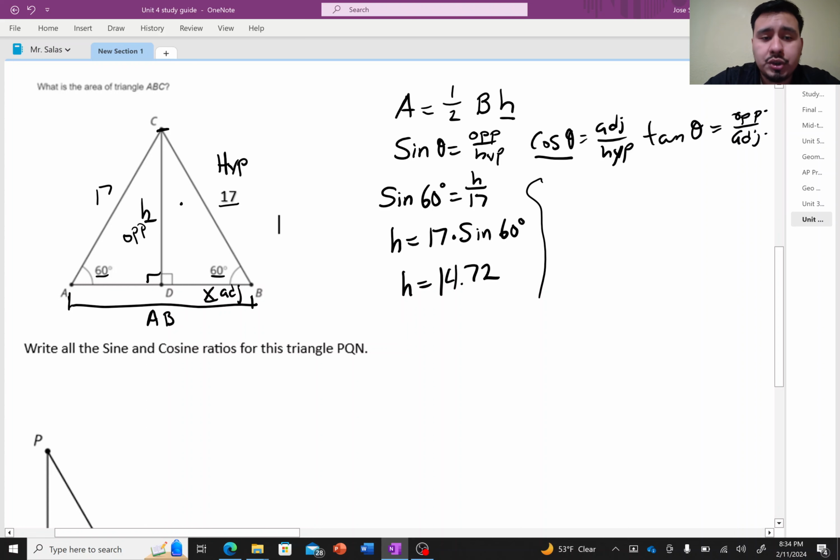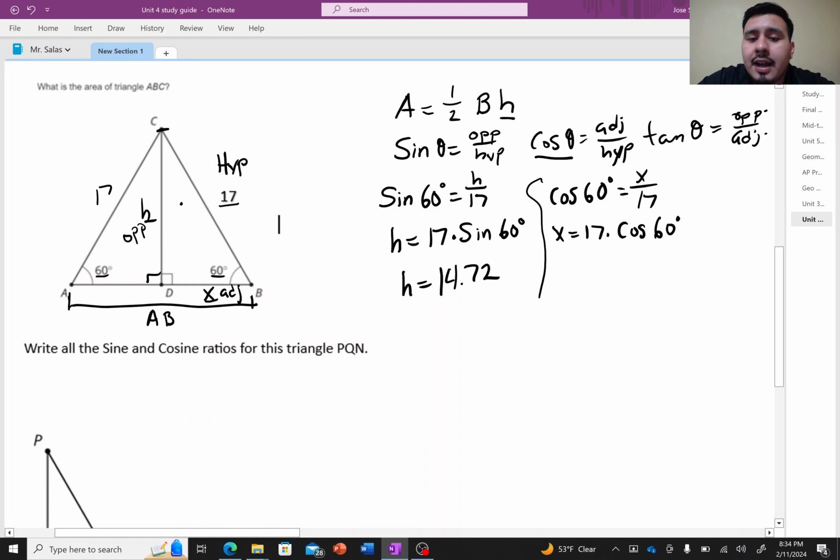So if I'm using cosine, I'm going to go ahead and say cosine of 60 degrees is equal to the adjacent, which is X over 17. There you go. So am I going to multiply or divide? Remember, if the variable is up high, you have to multiply, right? So I get that X is equal to 17 times the cosine of 60 degrees.